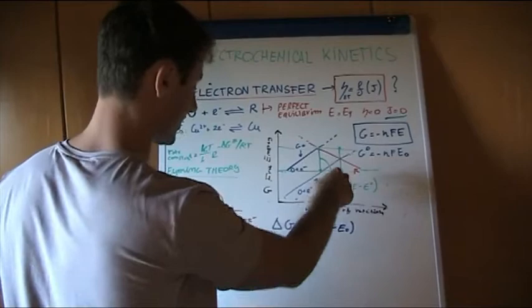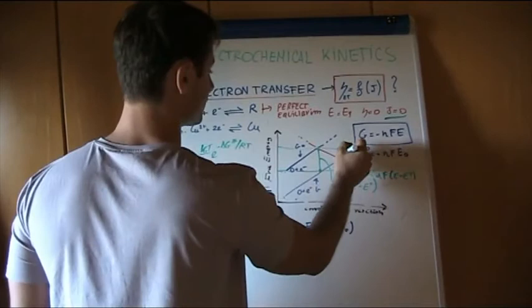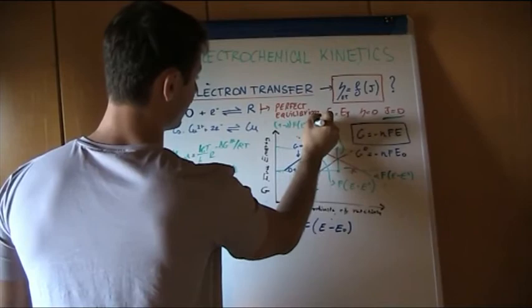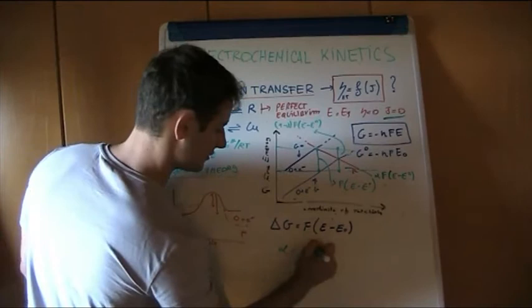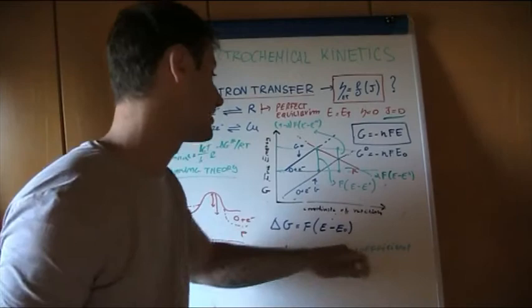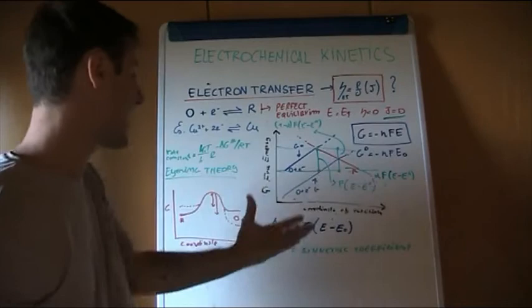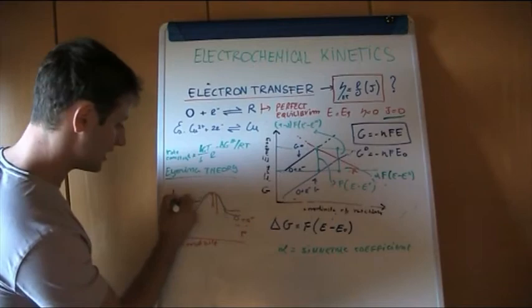And this component is equal to alpha times this, and this is obviously 1 minus alpha, where alpha is the symmetry factor, symmetry coefficient, also known as the electron transfer coefficient. It is important because it allows us to quantify how pronounced this effect is in this direction or in this one. Because if this value is higher, we have something like this, and maybe this is quite limited. But if alpha is quite low, we have the opposite. We have something like this.